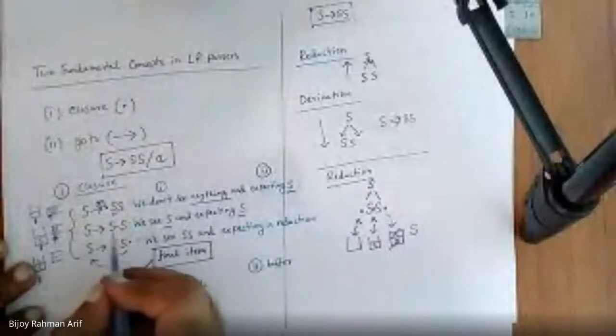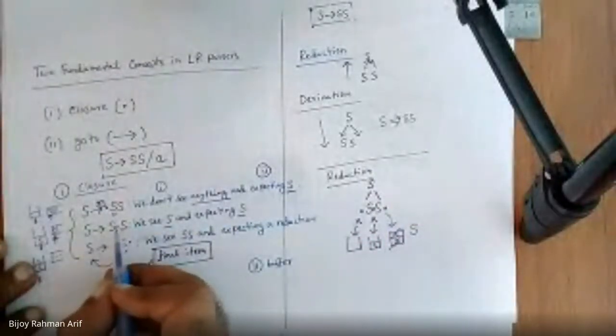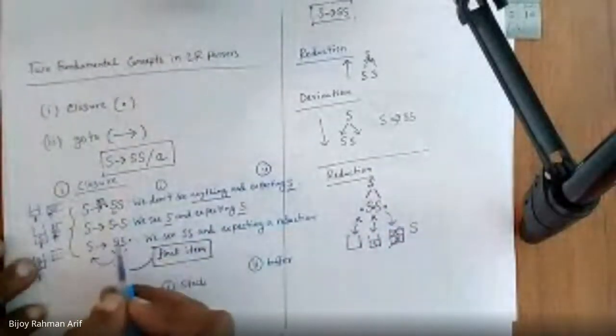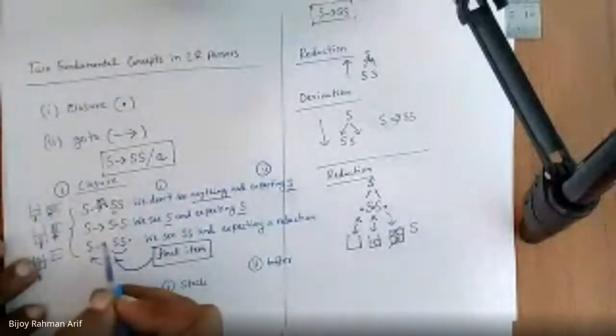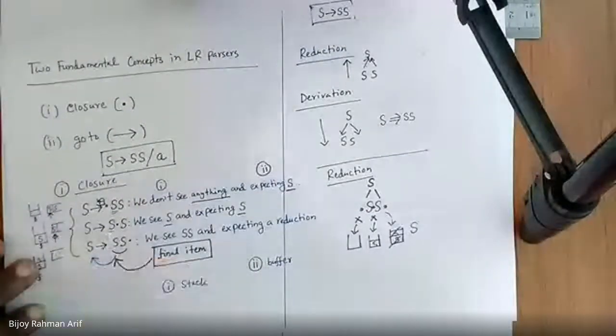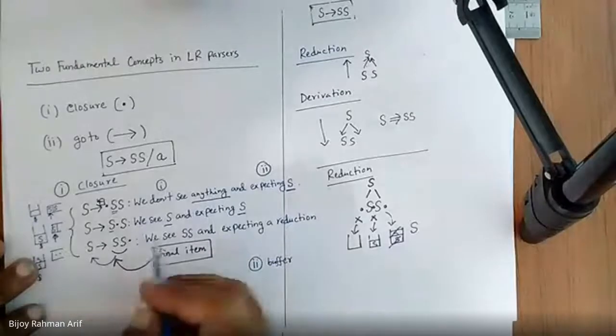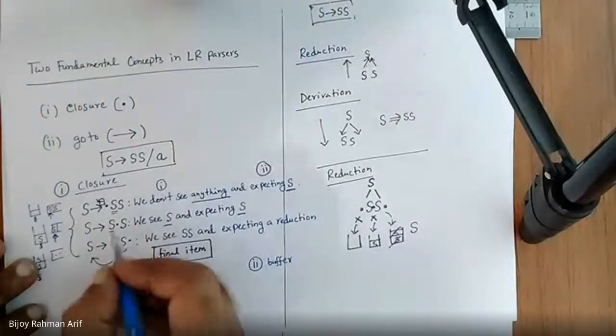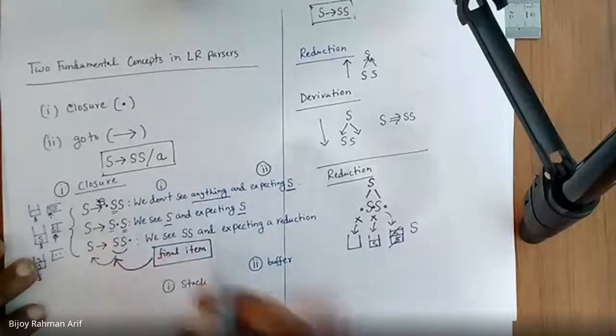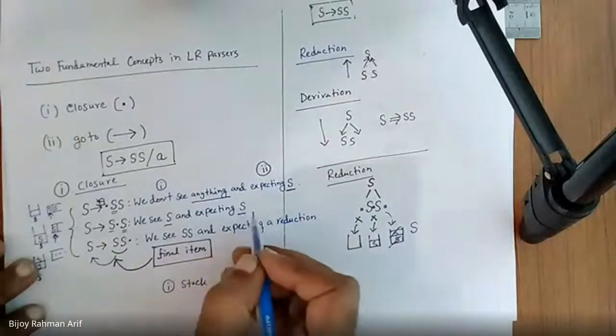Now if you move this closure operator to the middle, then what happens? You are just going one step before the closure operator. So there is a capital S. That means we have already seen S. And what is just after the closure operator? There is another capital S. So we are expecting another S.